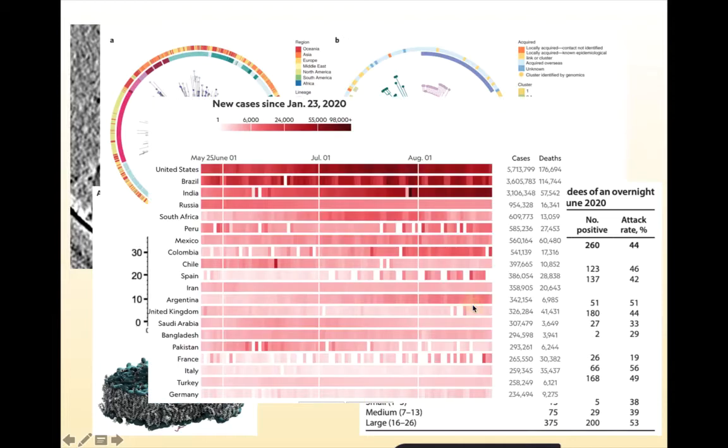From there, we can continue to zoom out, and we can look at this in terms of what's happening globally. We can see every day from June through August what the number of new cases are. And we can see that the United States still has the largest number of cases and the largest number of deaths.